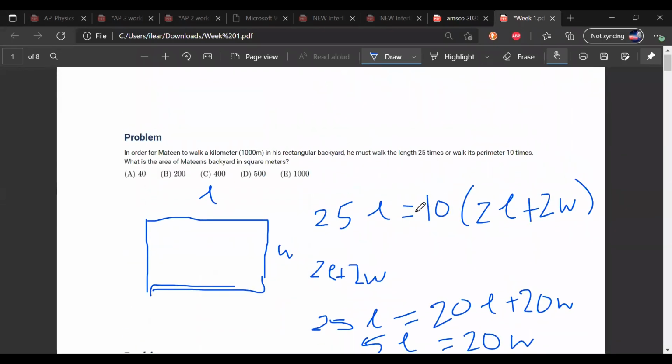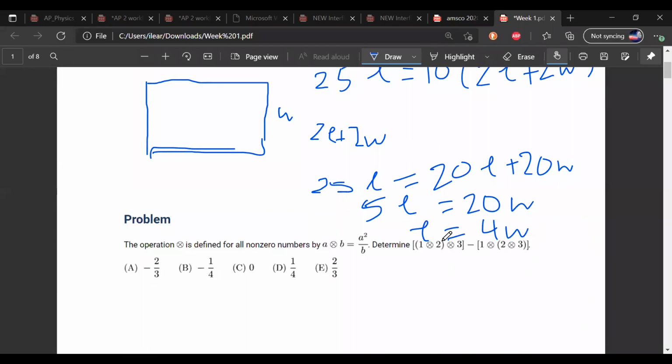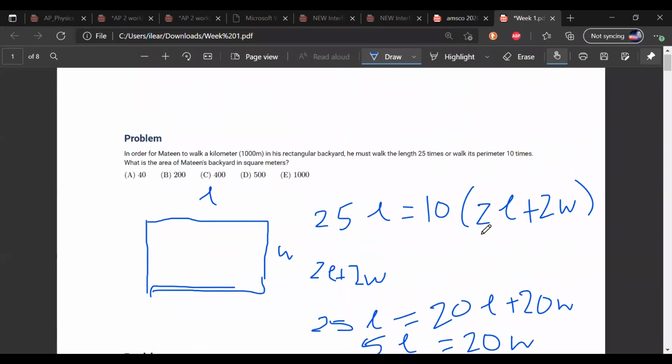Now what can we do with this information? Since we know what the length is in terms of the width, we can substitute this back into the equation. Because we've left out one crucial part. So this is equal to 1,000 meters. We're actually not going to use that fact that he just uses 1 kilometer, because the answer's in terms of square meters, so it will be better for us to just use meters.